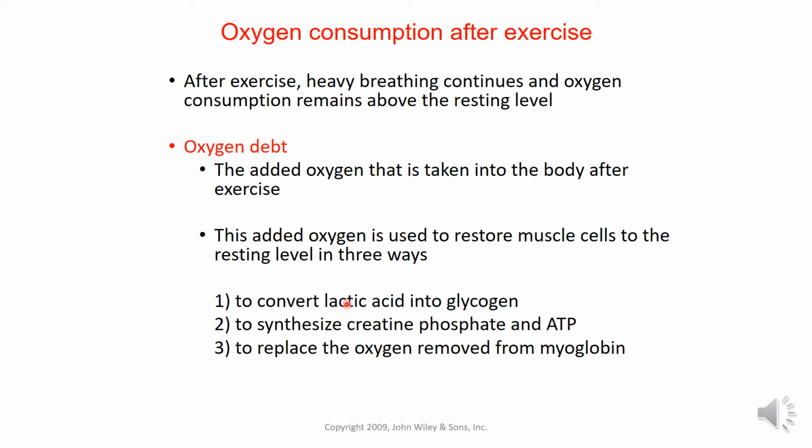There is a specific pathway present in the liver which is called the Cori cycle, that converts lactic acid into glycogen. The oxygen is also used to synthesize creatine phosphate and ATP, and to replace the oxygen removed from myoglobin. So after the end of exercise, your breathing rate and depth will continue to be more than normal, and this is needed to convert lactic acid into glycogen, to form creatine phosphate and ATP, and to reload the myoglobin with oxygen.